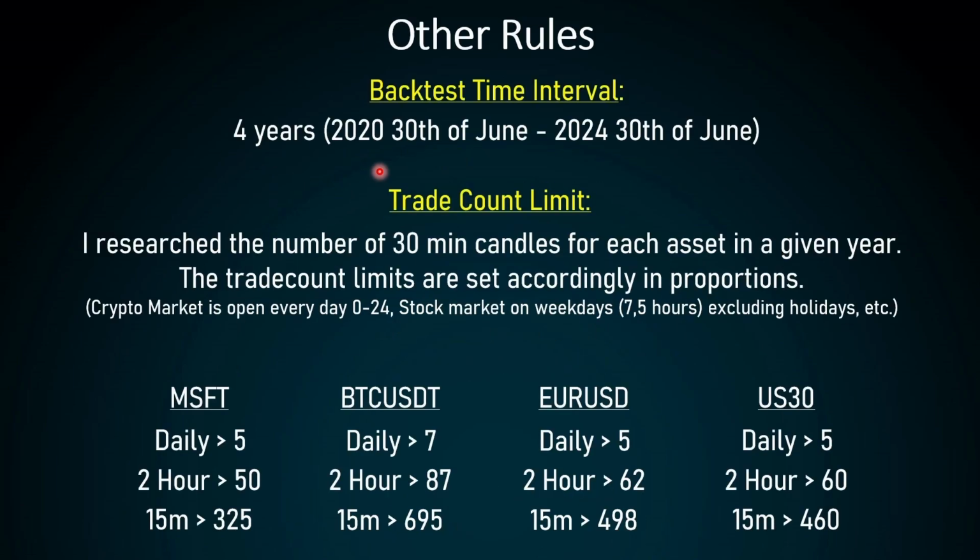Now there are a few rules for this backtest. I will be using the last 4 years of time interval from 2020 till 2024, and we have a trade count limit which I introduced only 1 or 2 videos back. So as Bitcoin is open 24/7, but for example Microsoft is not, the trade count limits should be different because the number of candles in those 4 years are not the same for Microsoft and for Bitcoin. So for Microsoft I will be using these limit values, for Bitcoin these, for EURUSD these, and for US30 these.